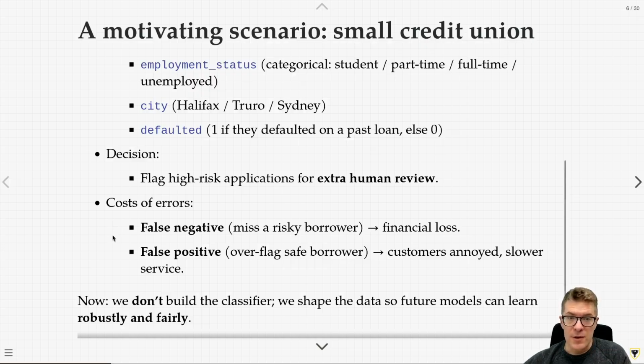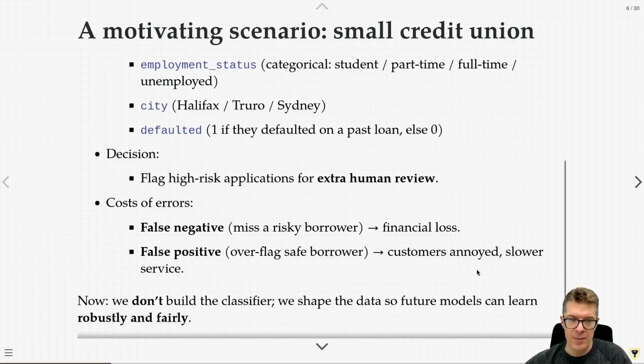What is a false positive? A false positive is where the model says this person needs to be flagged, it's a high risk, but that's wrong. So we're over-flagging safe borrowers. There's risks there, so at least the customer gets annoyed. Maybe we have to use the time of the people who work at the credit union to analyze things, to interview the customer, to dig deeper into the data. All of that also costs money. And so there's costs associated with false positives as well.